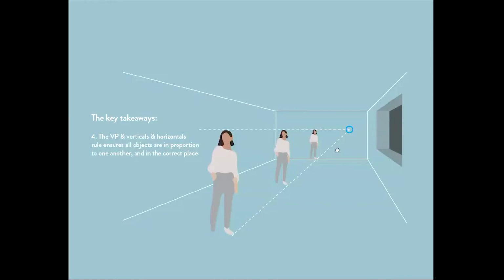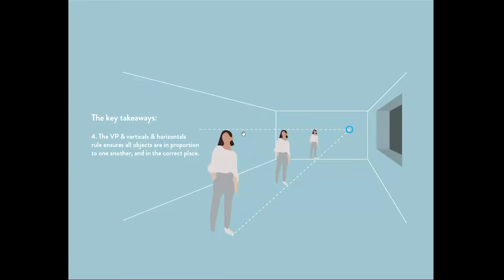And finally, for the 1-point perspective key takeaways, the vanishing point and the verticals and horizontals rule ensures that everything is in proportion. So when we start adding people into the scene, trees into the scene, materials into the scene, everything that we layer in Photoshop must also be proportionate to the vanishing point. So what you do is you figure out how tall they would be at the back of the space, and then you project them forwards on these lines in Photoshop, and that will tell you exactly how big they need to be relative to where they are.